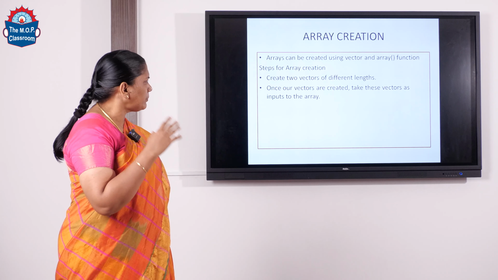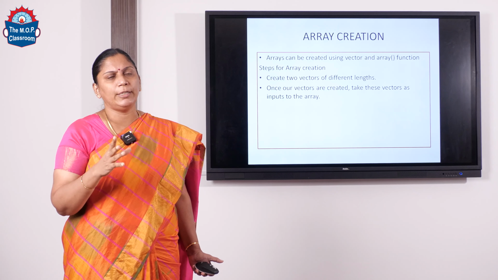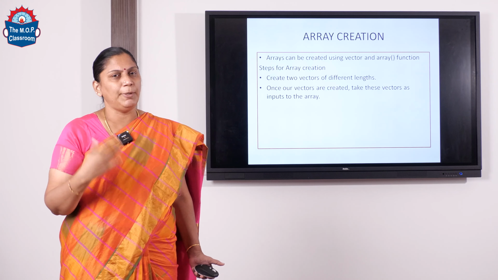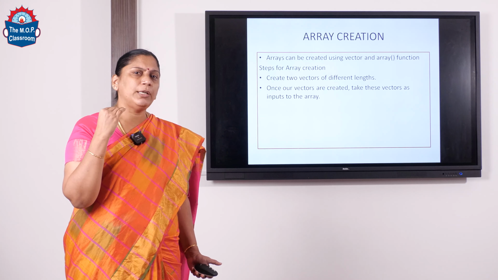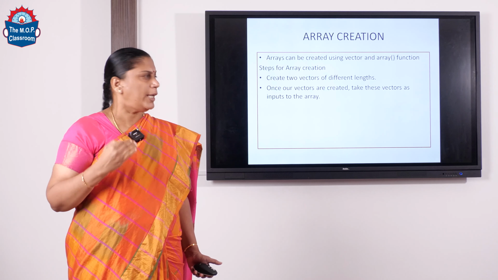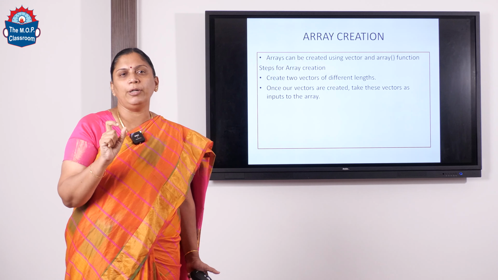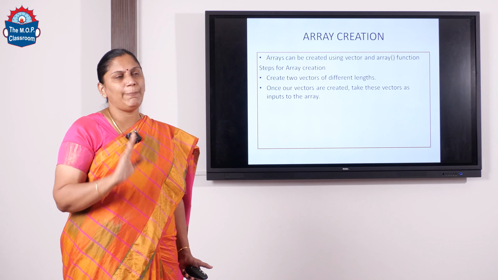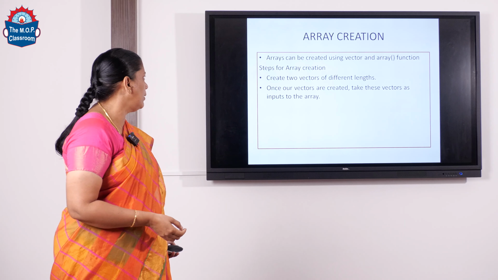So create two vectors of different lengths. In this example, we are going to have two vectors of different lengths; they need not be of the same length. The array vectors can be of two different lengths. The first step is to create a vector. Once you create a vector, you use these vectors as an input to the array function which has already been defined in the syntax. So this is a two-step process which we are going to apply for array creation.